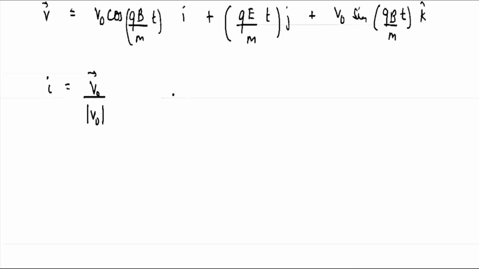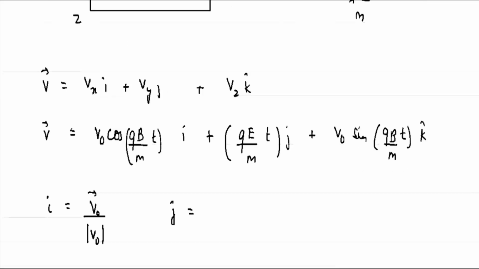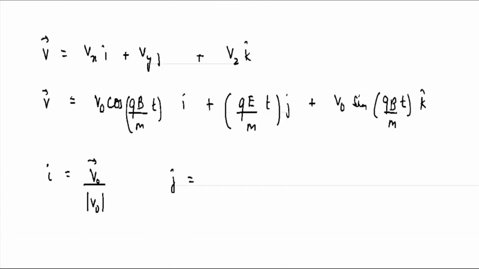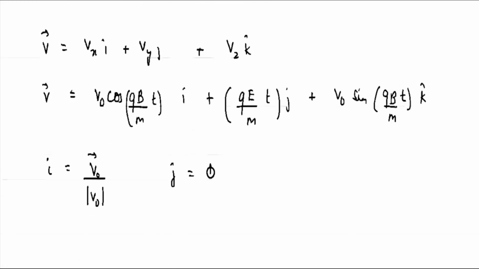Now what would be j? Because the electric field is in the j direction, we can say that the j vector would be equal to the E vector divided by mod of the E vector. This is how we write the unit vector.